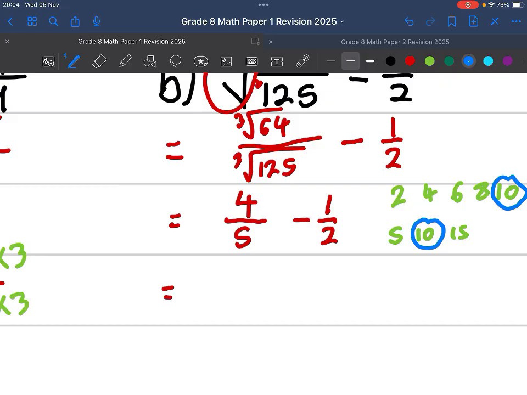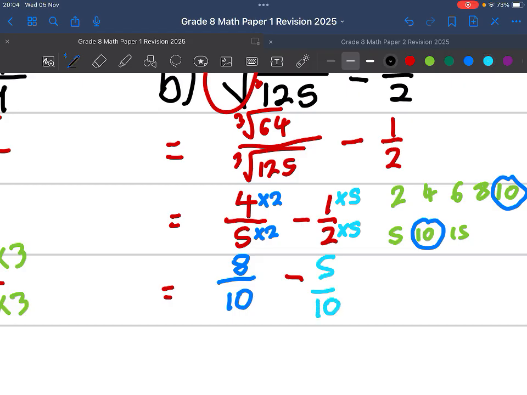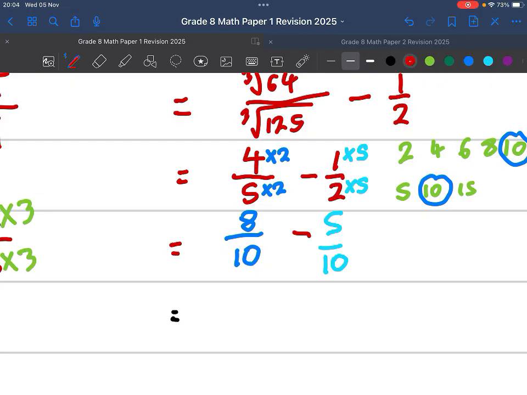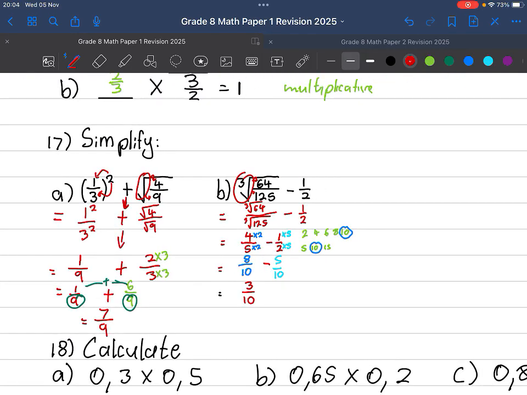So let's start with the number 5. How can the number 5 become a 10? If you times it by 2, 5 times 2 is 10, and you'd need to do it on the top as well, times it by 2. How can the number 2 become a 10? You times it by 5, and then you'd have 8 over 10 minus 5 over 10. Now that we have the same denominator, you can do your subtraction. 8 minus 5 is going to be 3, and your denominator remains the same. There you go.